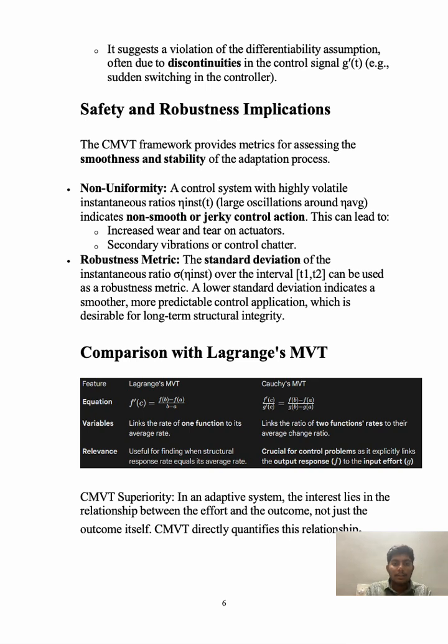Robustness metric. The standard deviation of the instantaneous ratio n_instant over an interval t1 to t2 can be used as a robustness metric. A lower standard deviation indicates smoother, more predictable control application, which is desirable for long-term structural integrity. CMVT superiority: in an adaptive system, the interest lies in the relation between the effort and the outcome, not just the outcome itself. CMVT directly quantifies the relationship.